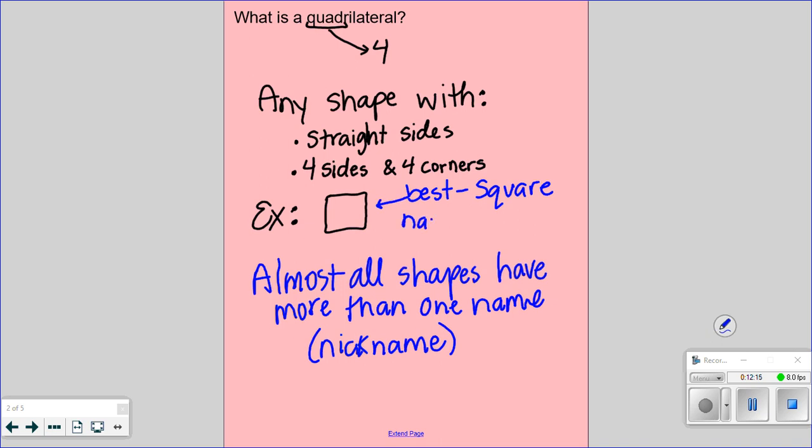But a name is quadrilateral. That's still correct. Calling that a quadrilateral is still correct. It's just not the best name. I could say you. That's still a name. But I could be talking about anybody. It's not the most specific name. If I want to be specific, the best name would be Harper. Do you see what I'm saying? Harper, what are your thoughts?